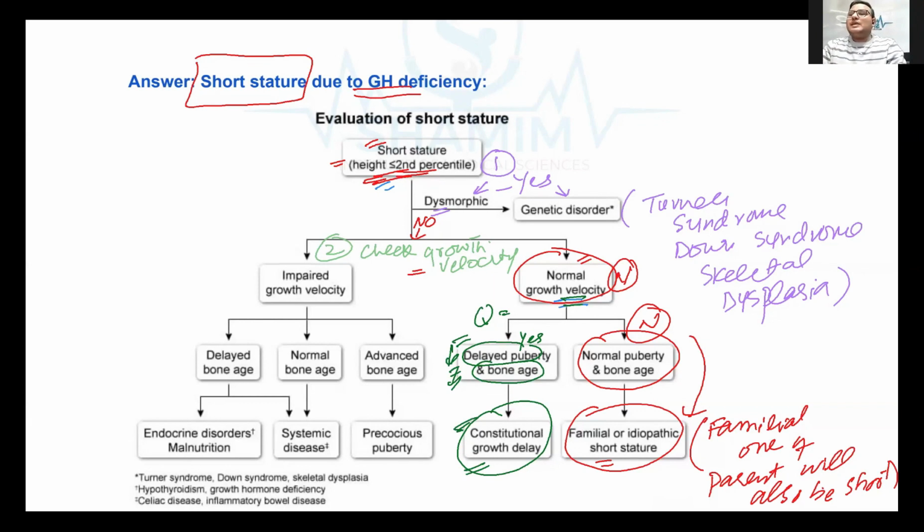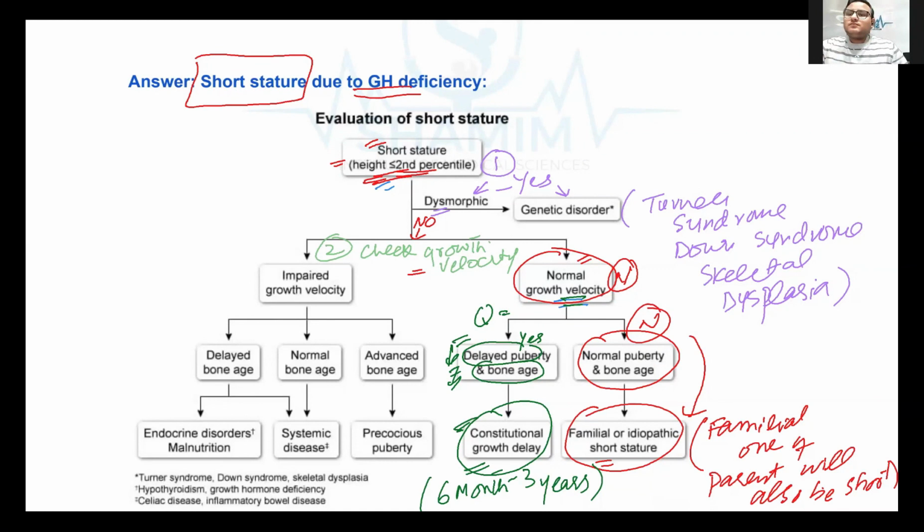This constitutional growth delay is that for a specific period of time, like you can say 6 months to 3 years, this is a period when there is decreased bone age, and that's why we can say this is constitutional growth delay. But is there any problem in this patient when the patient will be in adult phase? No. You can reassure the parents that this is a smaller period of time. This is a temporary growth delay. For a certain period of time, this child will be normal, and of course, the child will gain his adult height.